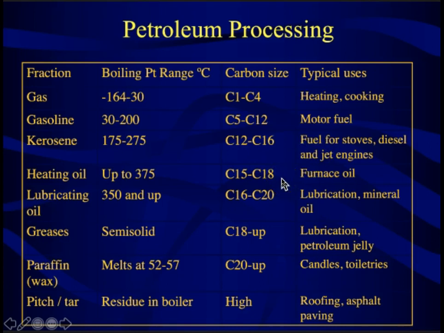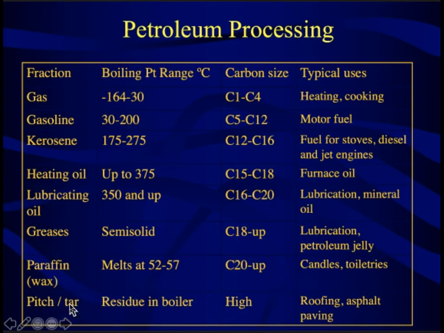Notice it's oil now, not just a liquid, it's a thick liquid. So our furnace oils, 15 to 20 carbons long. Lubricating oils, these are like our mineral oils, 16 to 20 carbons long. Then we go up to greases, 18 carbons and up. Lubrication are petroleum jellies. Paraffin or waxes, these melt at 52 to 57 degrees Celsius. This is why this is our candle wax, 20 carbons and up. So candles and our toiletries, even chapstick.